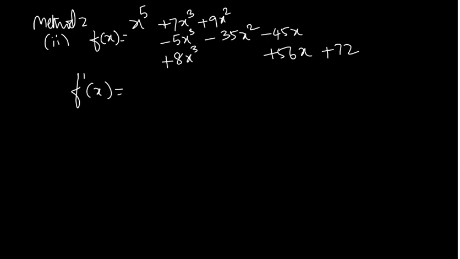Did we miss something here? 5x to the power of 4 was missing. Let's see what I did. x to the power of 5, correct. Then first term, totally 9 terms should be there. So 1, 2, 3, 4, 5, 6, 7, 8, 9 terms are there. So x to the power of 5 is correct. With the second x with a minus 5x, I should have minus 5x to the power of 4. Oh, this is not correct. This is x to the power of 4.